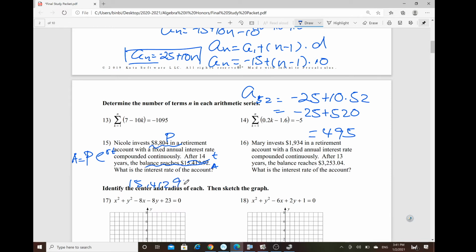So 15,412.92 equals $8,804 times e to the power of 14r. And then from here, divide by $8,804. So divide it.